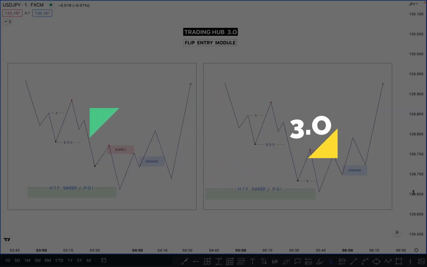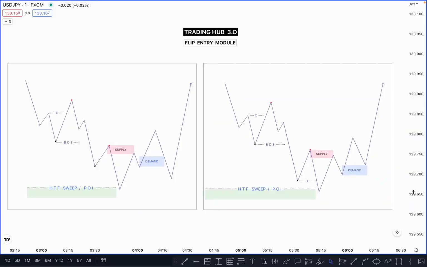In this chapter, we are going to learn what a flip entry model is, which is the next part of the entry model, how you can apply it in a lower time frame, how we can identify it, and what criteria you should follow before the buy and sell.